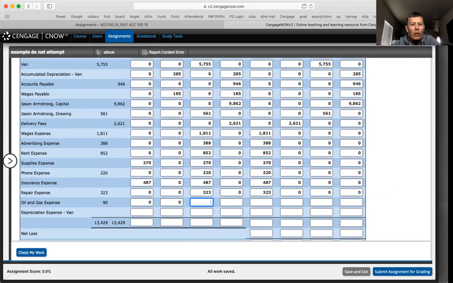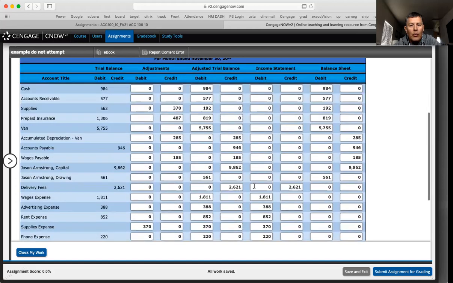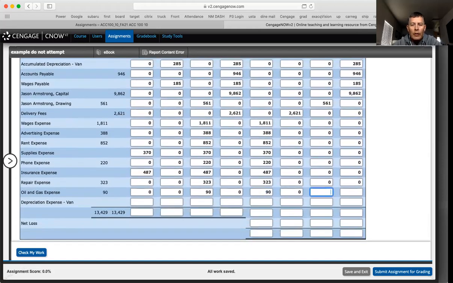Okay, now right here, we have to put that as a balance of $90. And this is our adjusted trial balance. This is the balance after we make these adjustments in the adjustment debit and credit columns. Okay, 0 here, 0 here. These don't go to the balance sheet.